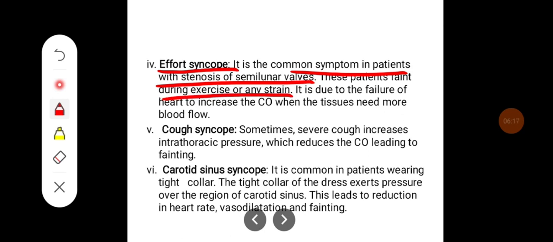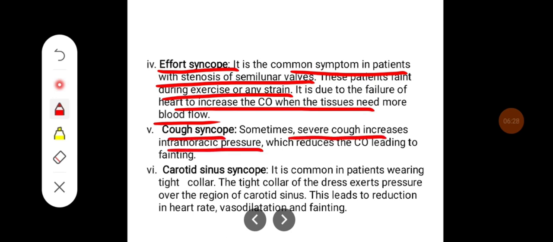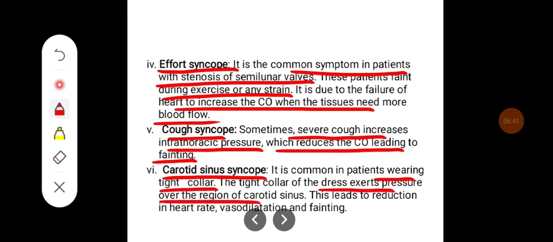It is due to the failure of the heart to increase cardiac output when the tissues need more blood flow. Cough syncope. Sometimes severe cough increases the intrathoracic pressure, which reduces cardiac output, leading to fainting. There can be carotid sinus syncope. It is common in patients wearing a tight collar. The tight collar of the dress exerts pressure over the region of the carotid sinus. This leads to reduction in heart rate, vasodilatation, and fainting.